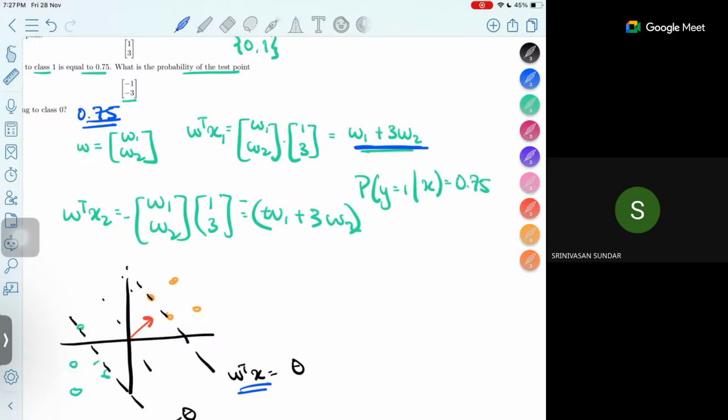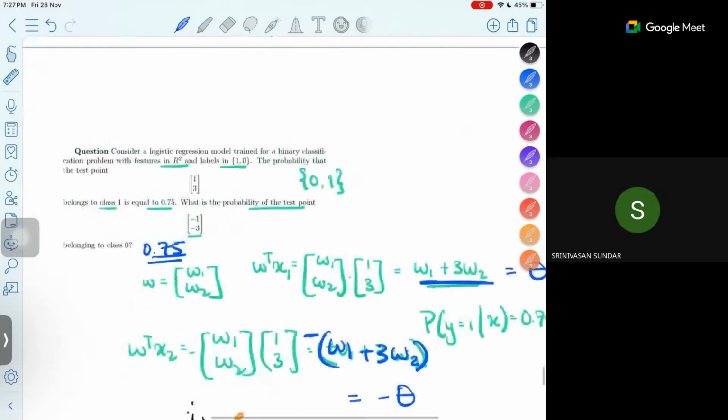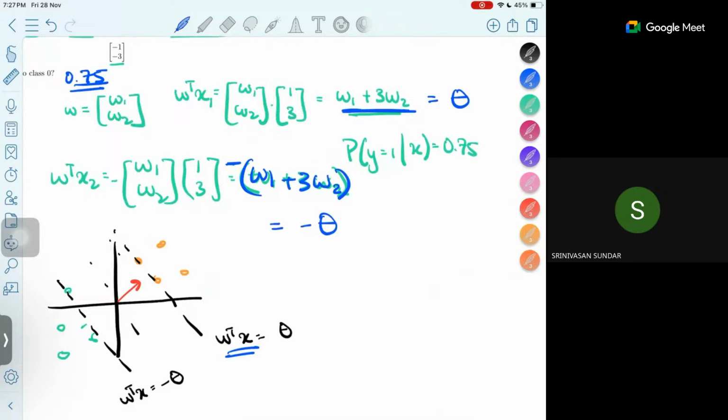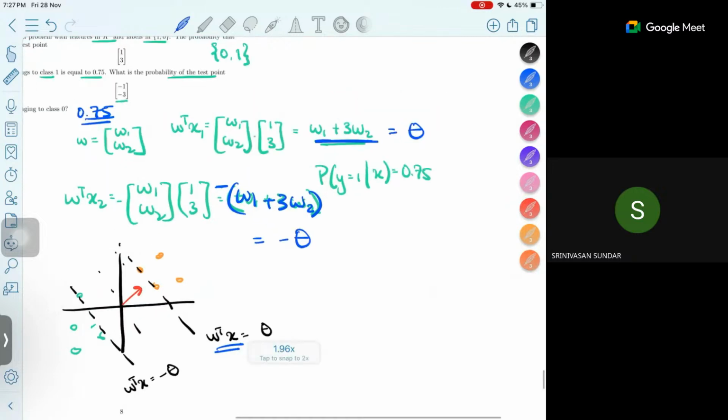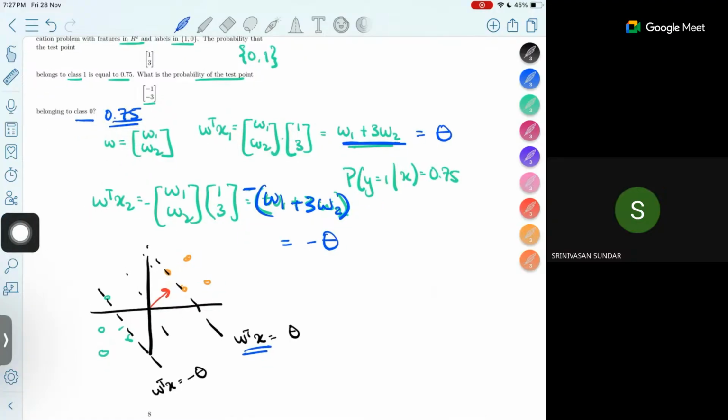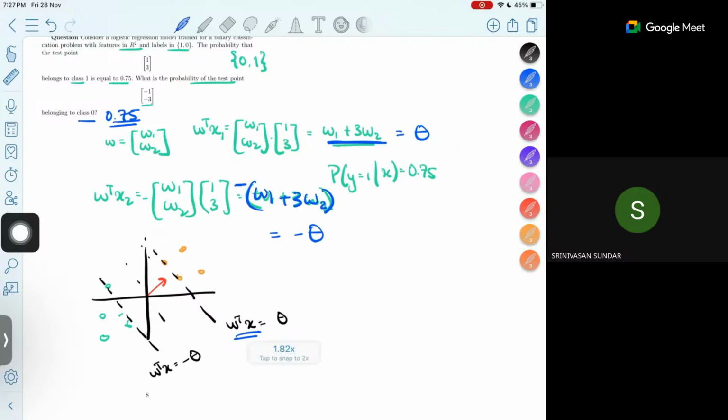If W1 plus 3W2 is equal to some theta dot product, then this makes minus W1 plus 3 times W2, so it makes a minus theta dot product with that weight vector. Because of that, we can conclude that the probability of the point belonging to class 0 will be 0.75. If they had asked for that point the probability of class 1, that is just 1 minus 0.75, which is 0.25.